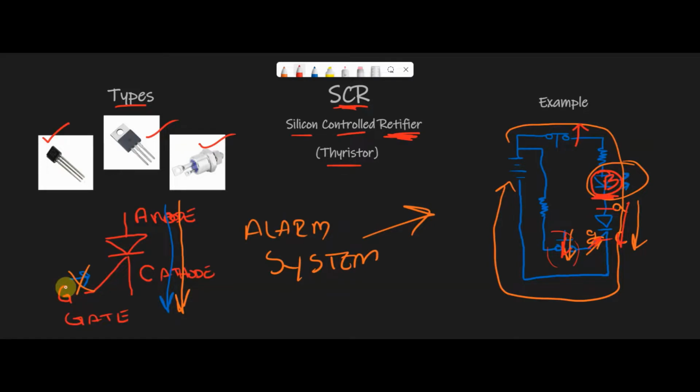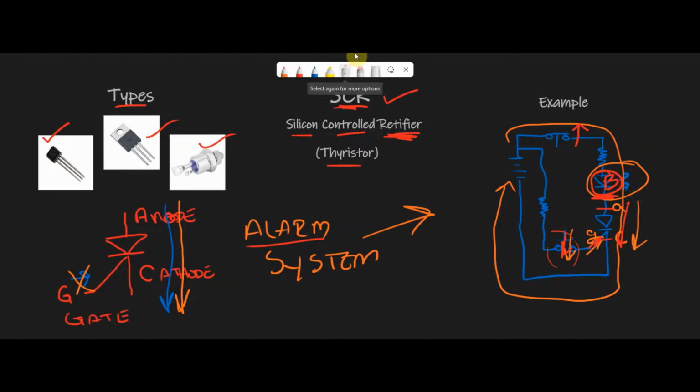Now the good thing about this is, if we want to arm it again, we just close this switch and we're back to the armed position. So it's a very easy component to use, with a lot of applications, especially in the alarm system business. And it's called the Silicon Controlled Rectifier.